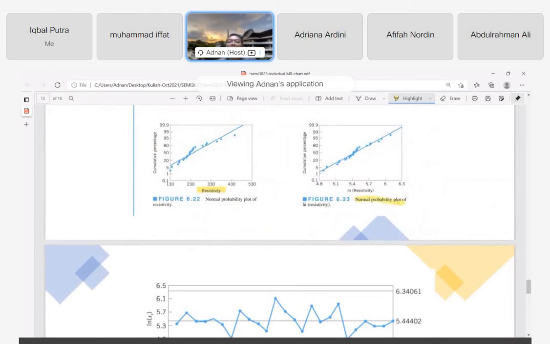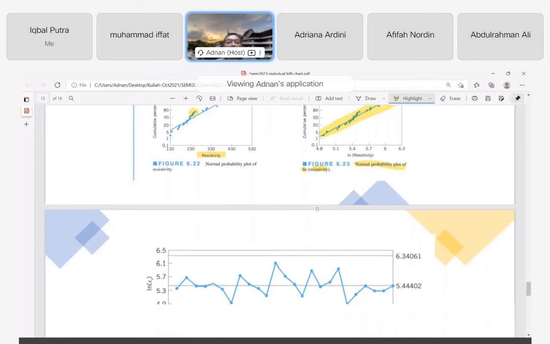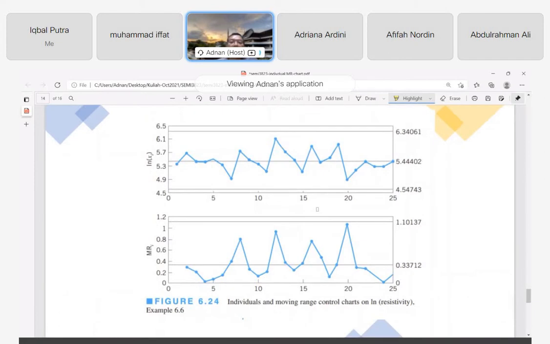Normal probability plot of ln of resistivity. So you see that here it looks closer to a normal probability compared to this one. You see this one, we have values that deviate from the line. The closer to the line is the better. So when we plot on the chart, you see the chart here, individual, what we plot is the transformed value, the ln value. So you see that these are the values that are moving.